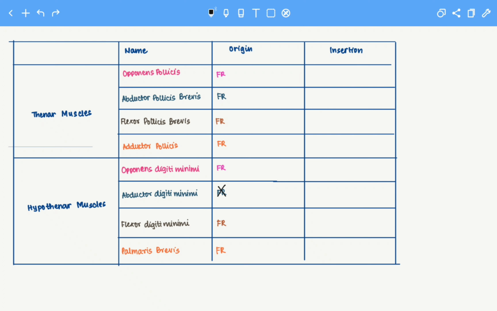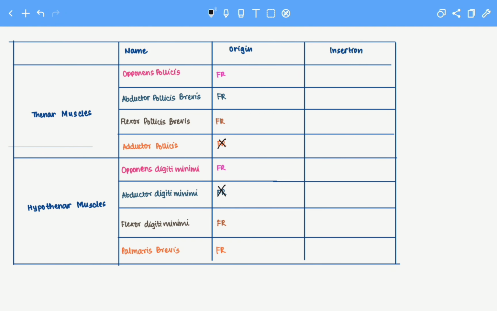Therefore, the adductor, which is the other one that starts with A, will not originate from the flexor retinaculum. So the abductor digiti minimi, which starts with A, will not originate from the flexor retinaculum. To compensate for it, the abductor pollicis brevis will originate from the flexor retinaculum, whereas the next one with A from the thenar group, the adductor pollicis, will not originate from the flexor retinaculum. So we've got the origin from the flexor retinaculum clear.